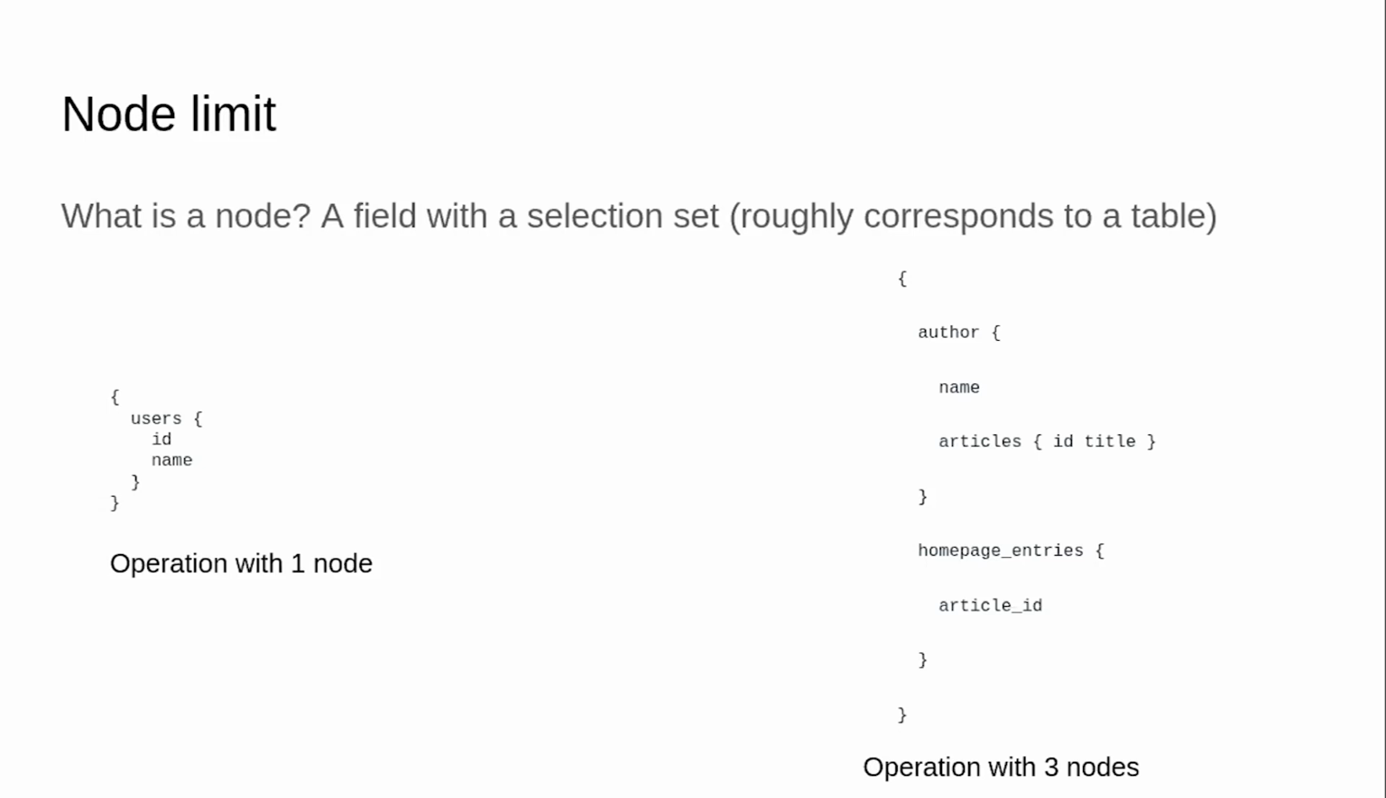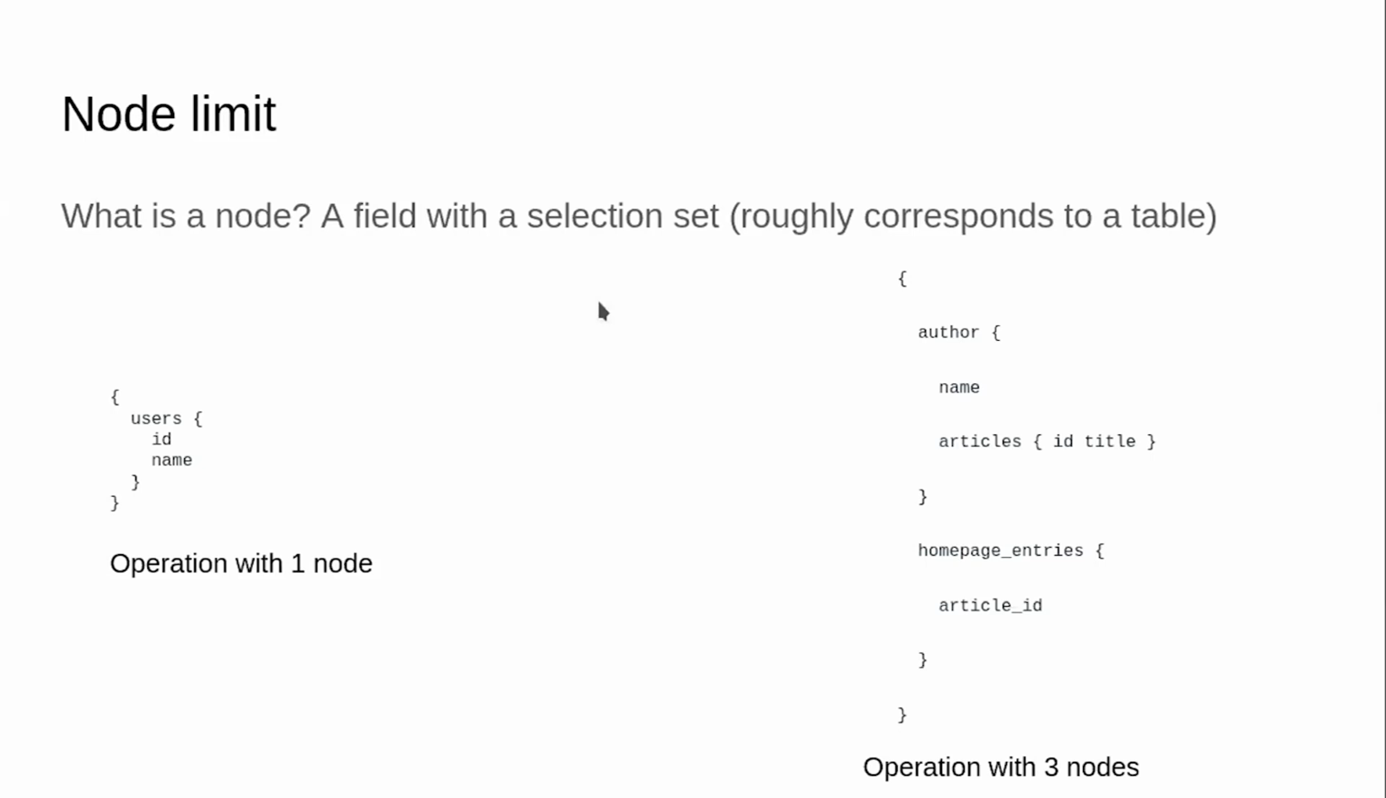Similar to that, we are going to talk about this new thing called node limit. It's basically a way for you to restrict the total number of nodes. And what is a node? A node is basically an object field which has a selection set. As an example, if you have a users table, then you can probably query ID and name. So there is one node in this query, right? And if you look at the right side here, it's slightly more complicated, but in short, these are object fields with selection sets. So this operation has 3 nodes.